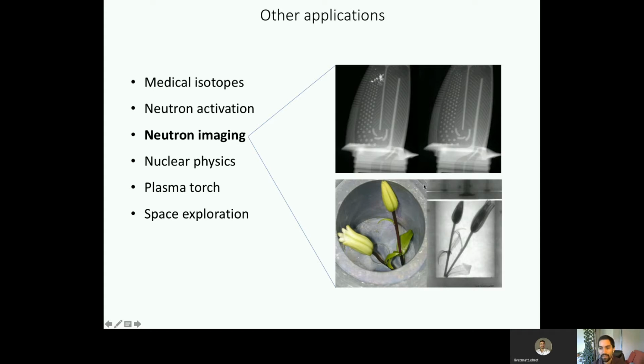Another particularity of neutrons is that they're capable of penetrating metals, but at the same time, they're very sensitive to some specific elements like hydrogen or boron. In this picture, we have flowers inside a very thick lead container, and this is the neutron image. The neutrons easily cross through the lead, but can very well photograph the flowers inside of the lead. So this is a very good technique for non-intrusive, non-destructive scanning.